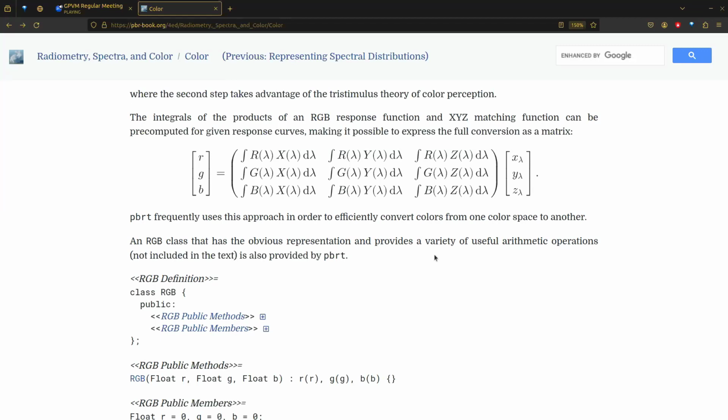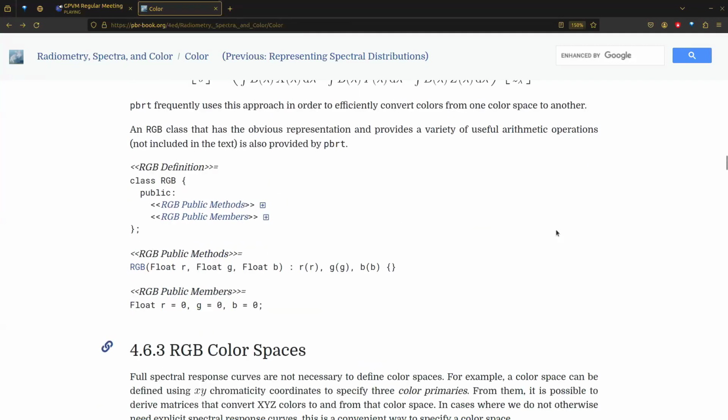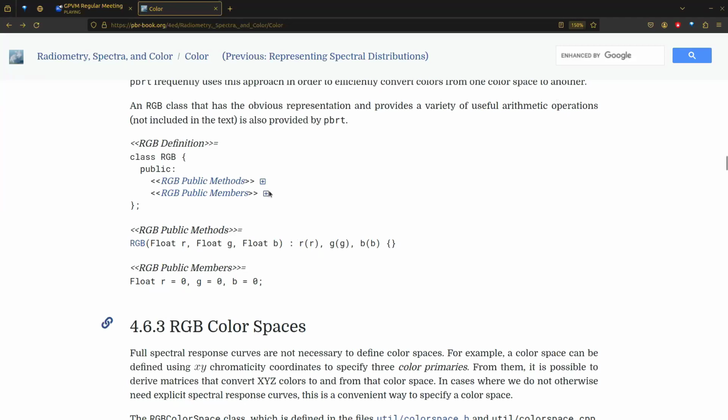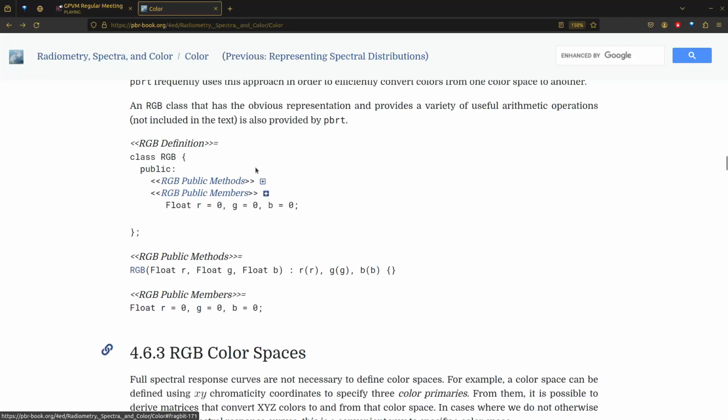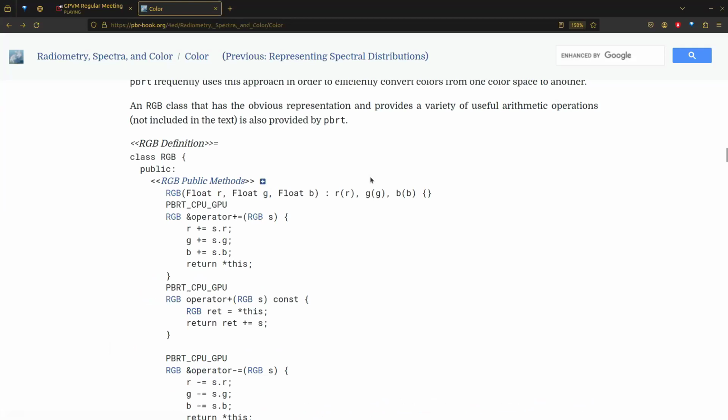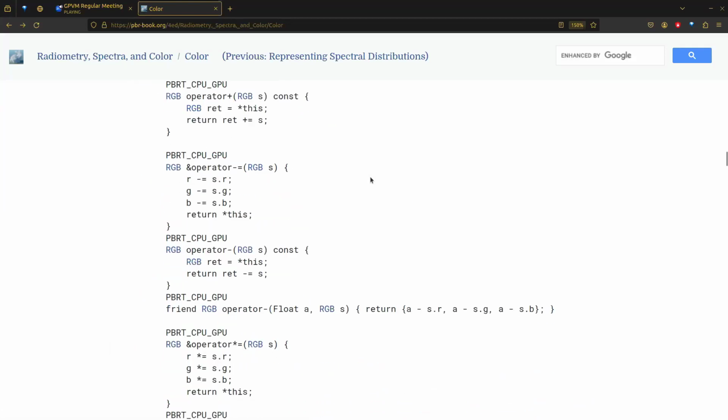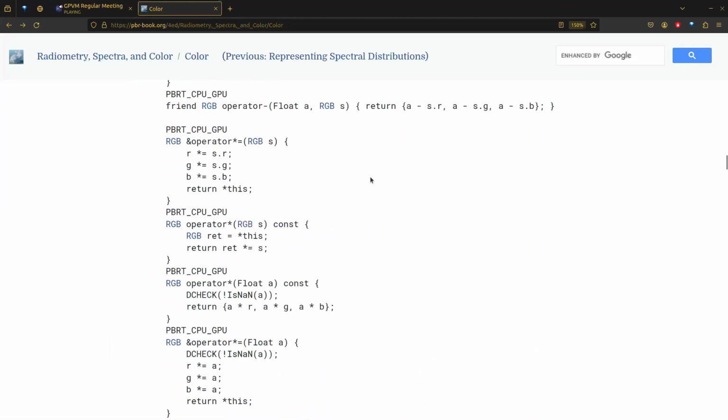So the RGB class has some arithmetic operations. Addition, subtraction, that sort of thing.